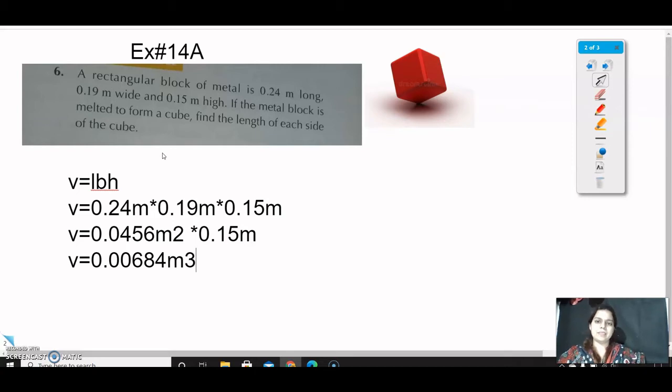And this metal is going to melt and one basic cube is formed. So we need to find the length of each side of the cube. As we already know, the formula to find the volume of a cube is volume is equal to L cube. So write cube in the place of power.